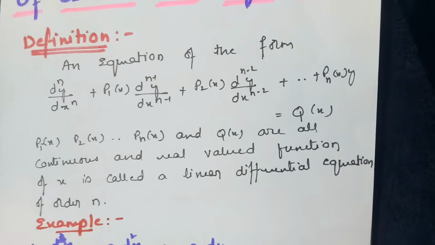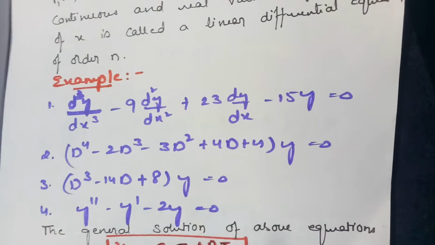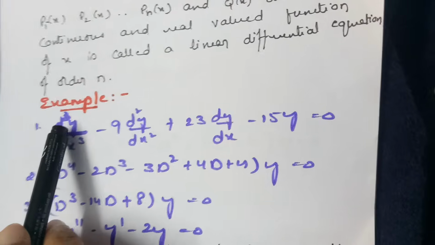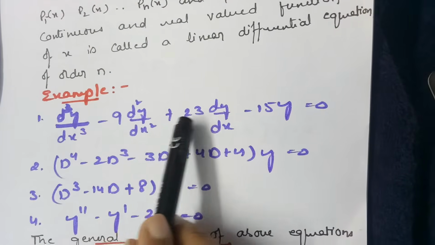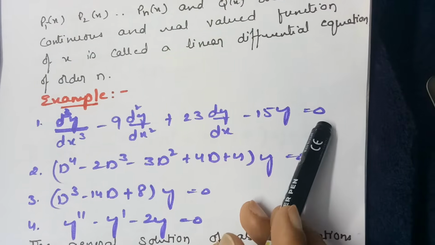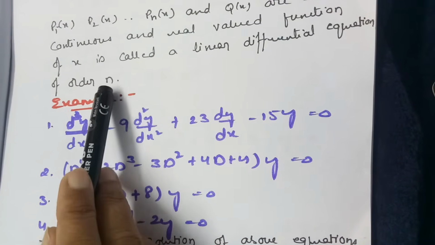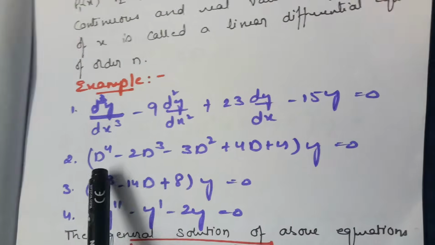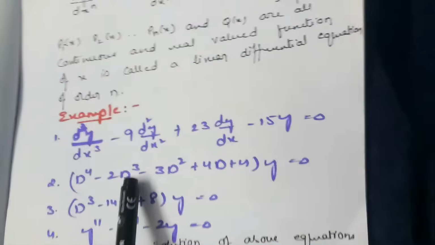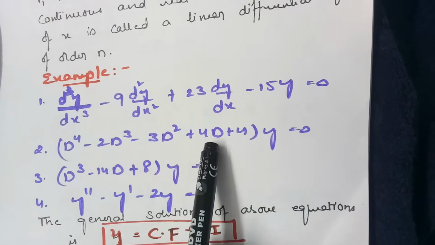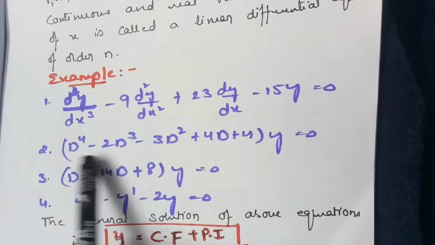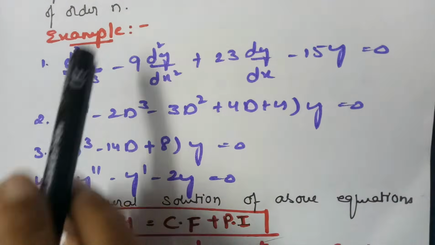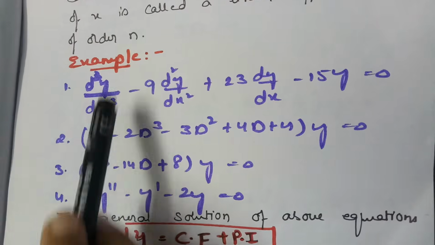So to illustrate this point I have given so many examples here. That is dy by dx is nothing but the derivative. So in short form I am telling D cube minus 9D square plus 22D minus 15 of y is equal to 0. So if you see, the order n is equal to 3. The highest derivative is 3, therefore the order is 3. So when you see this question, D power 4 minus 2D cube minus 3D square plus 4D plus 4 of y is equal to 0. This is also a linear differential equation of higher order, of order 4. Here n is equal to 4. The highest derivative is 4.